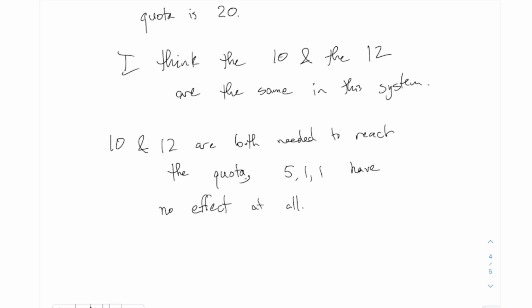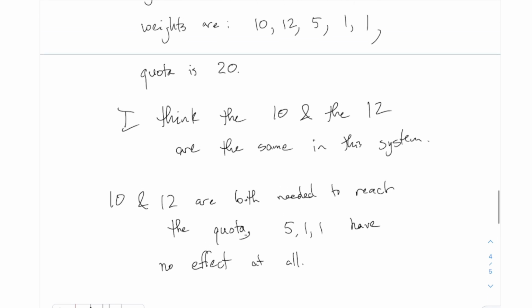Something about the particular arrangement of these numbers is such that the 10 and the 12 are the only ones that can actually meaningfully contribute to the quota. The 5, the 1, and the 1 don't matter at all. And so, what I said before about the 12 being the most powerful and the 10 a little bit less, that's not true actually. The 12 and the 10 have the same amount of power. And the 5 is in the middle somewhere? No, actually the 5 is the same as the 1 and the 1.